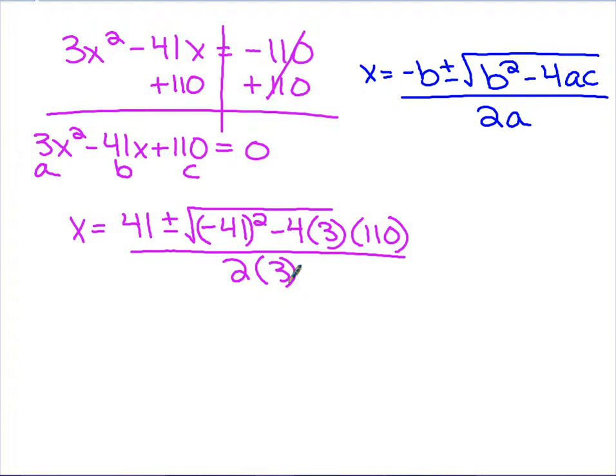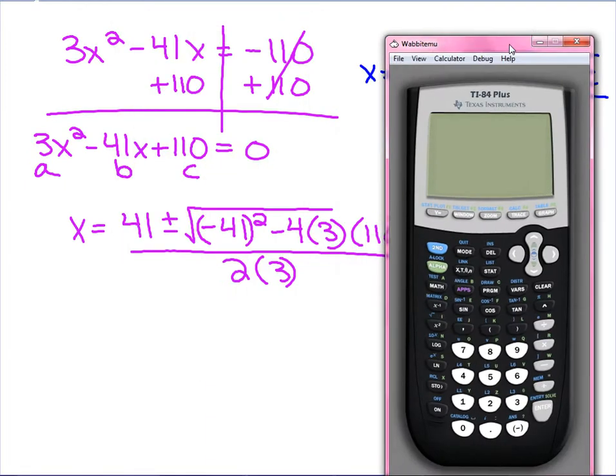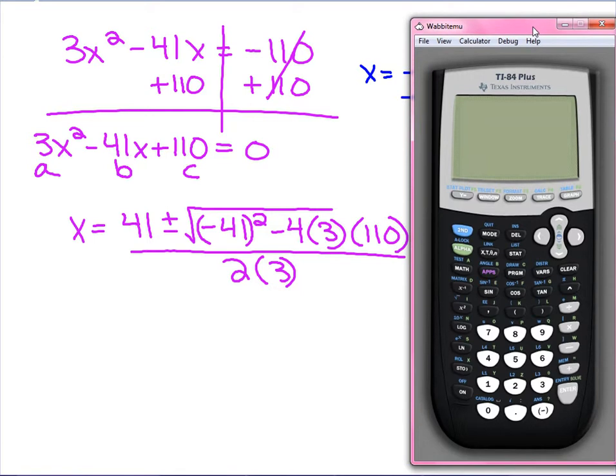All right. So let's see. Negative 41 squared. I believe. Let me put this over here. I believe it's 1681, but let me double check.